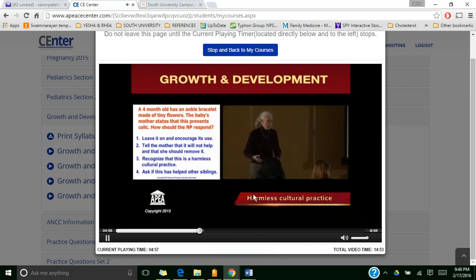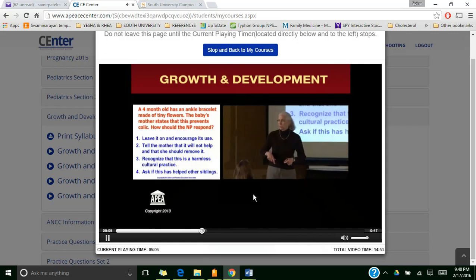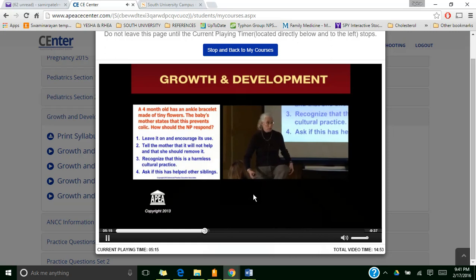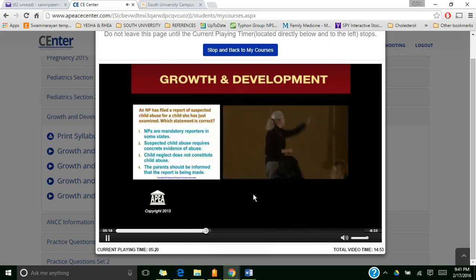Look at number 2. It says suspected child abuse requires concrete evidence of abuse. No. If you've thought it, you've got to report it. Look at number 3. Child neglect does not constitute child abuse. Oh, yes, it does, right? Look at number 4 because that's your best answer. This might not be something that you do, but somebody at some point needs to let the parents know a report is being made, all right? And it may be a social worker who does it. It depends on where you work and what the process is where you work. So number 4 is a good answer.